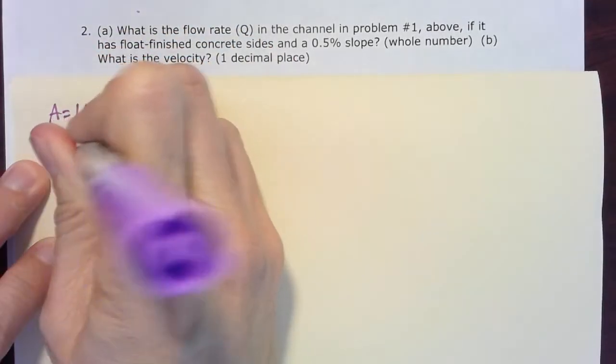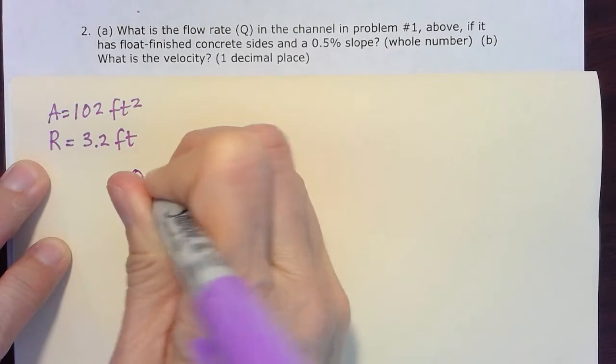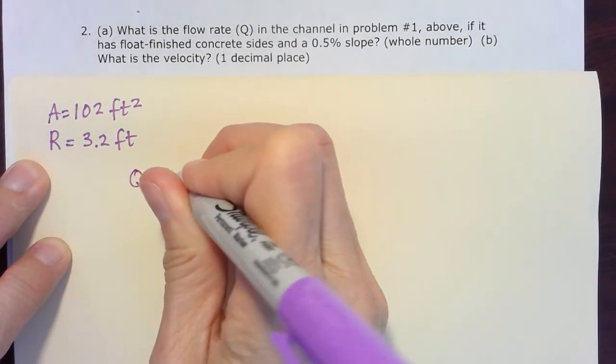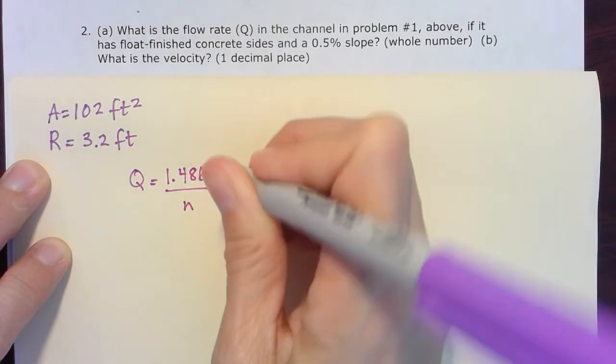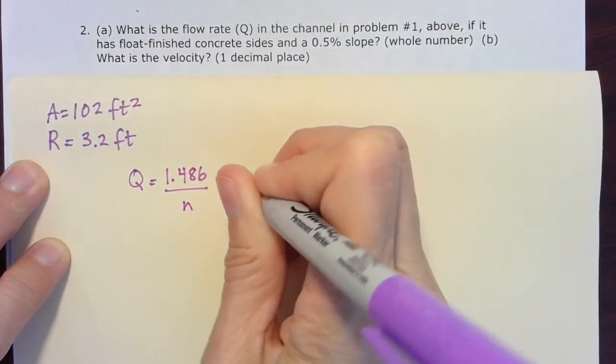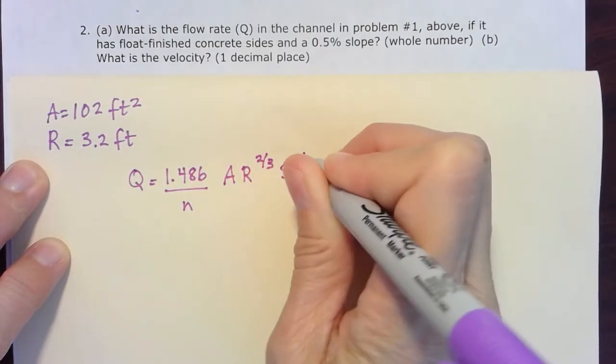to 3.2 feet. So in order to find this flow rate Q, we're going to go ahead and use that Manning's equation where we put the area in as well. We've used the Manning's equation to solve for velocity, but we can solve for the flow rate by just adding area into that equation. So 1.486 conversion factor divided by the Manning's n times area times the hydraulic radius to the 2/3, and slope to the 1/2.